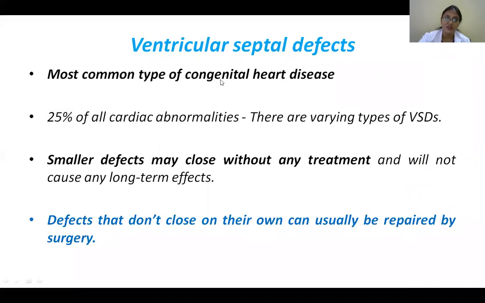Then coming to ventricular septal defects, this is the most common type, and 25% of all cardiac abnormalities. If it's a small one, usually the children can extend into adulthood and old age without much of a problem, except for exertional activities. If these can be reduced and counseling is given to the patient, he can lead a normal life. But there are a few which may need surgery.